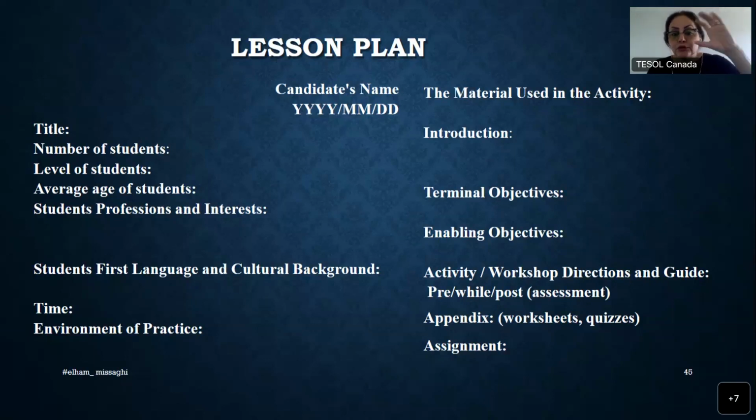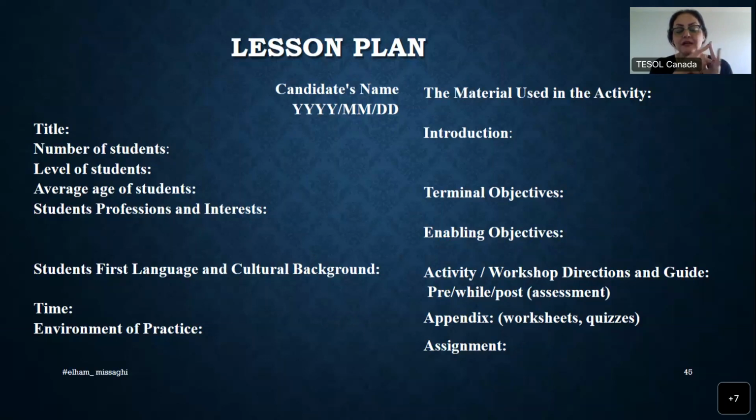So maybe your listening is a pre-part of your speaking. That's fine. Or your speaking is a pre-stage for your writing. You start the speaking, then you ask them to write. That's okay. But don't forget, here you need to write the time. For example, is this activity for 5 minutes, for 6 minutes, for 7 minutes? For how long is it? Don't forget to write the time.